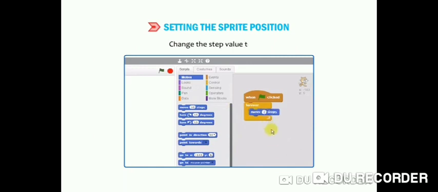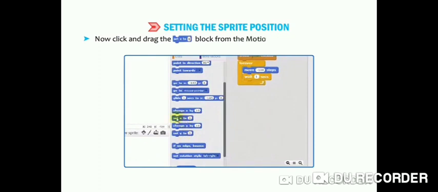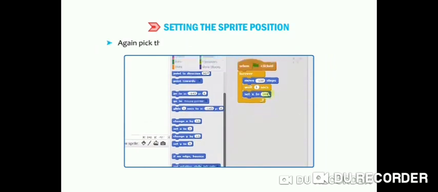You can see that. After that, just change its value. And after that, drag the wait 1 second block from the control palette and place it beneath the move minus 100 steps block. I'm just placing it. Now click and drag the set X to 0 block from the motion block onto the script area and change its value to 100. I'm just changing its value now. Just delete 0 and write 100 here. You can see that.